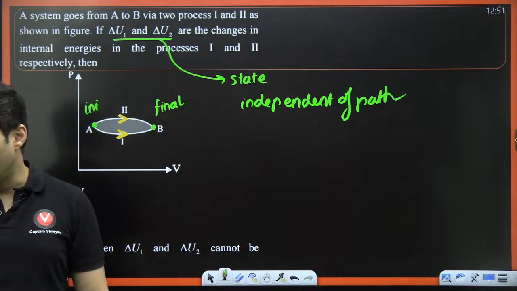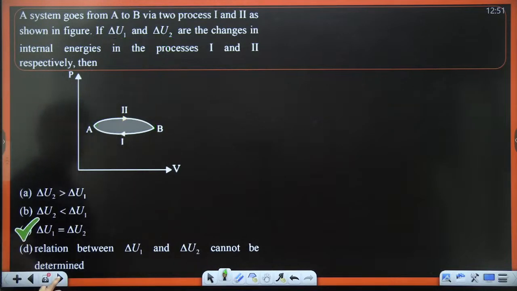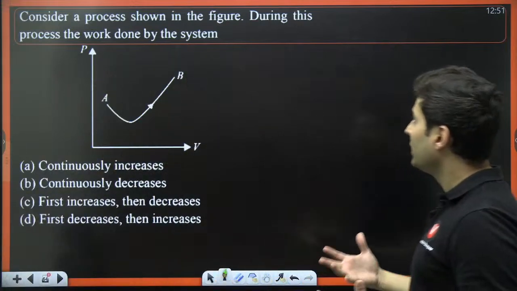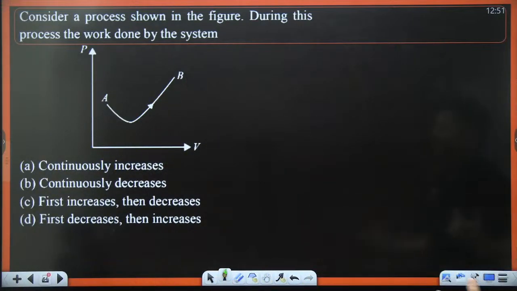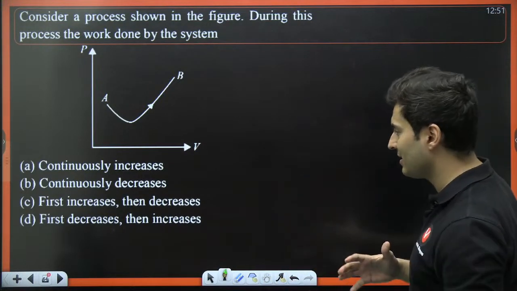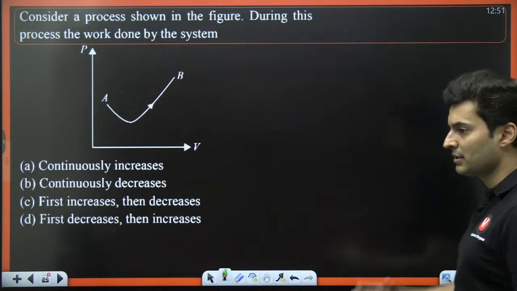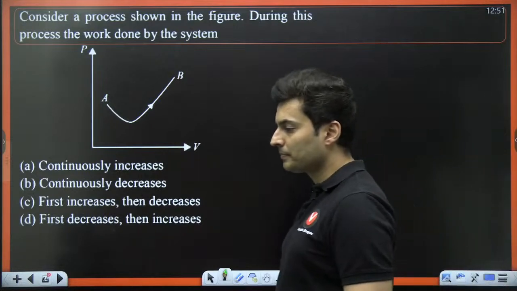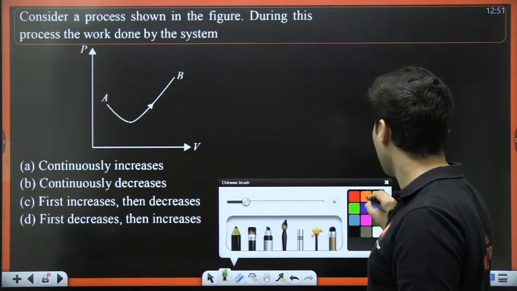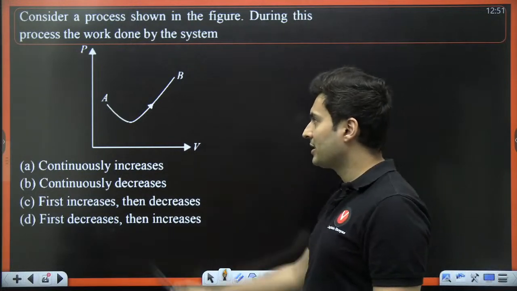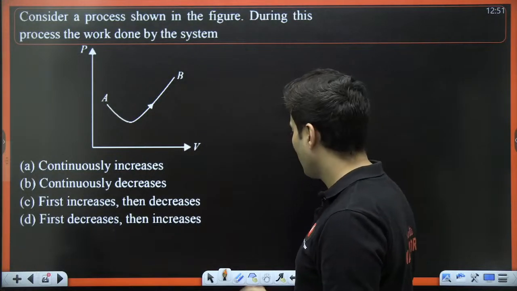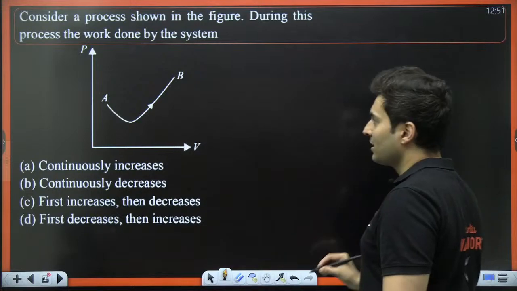Very, very good. Awesomeness. Moving on to the next one coming up on your screen. Consider a process which is shown in the figure. During the process, the work done by the system continuously increases, continuously decreases, first increases then decreases, or first decreases then increases. What do you think is the correct one? Come on, think carefully. Work done in this particular path. What do you think? Come on, my dear students.